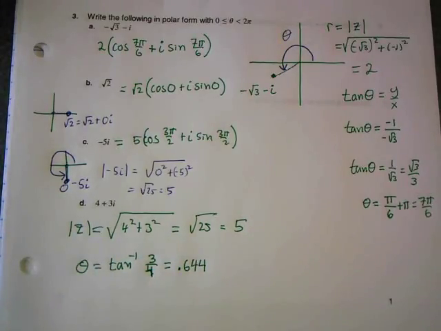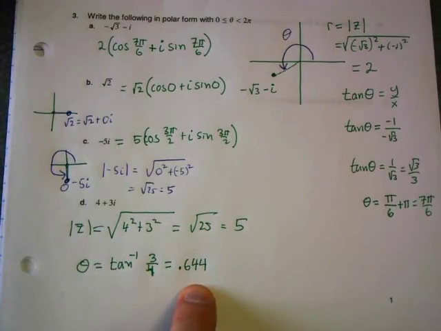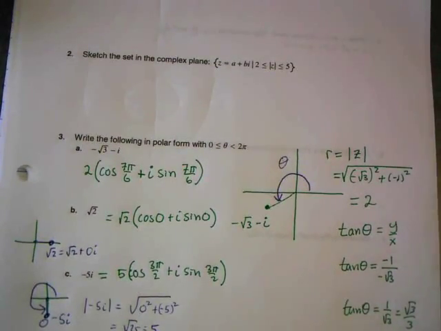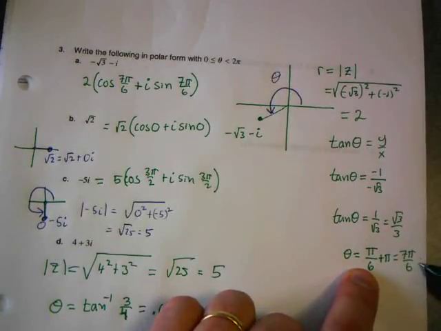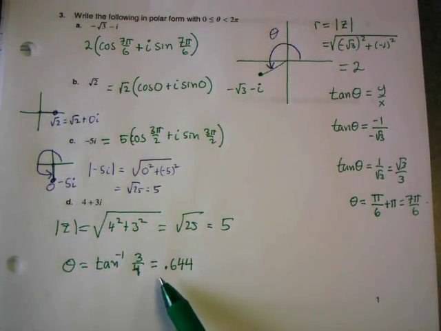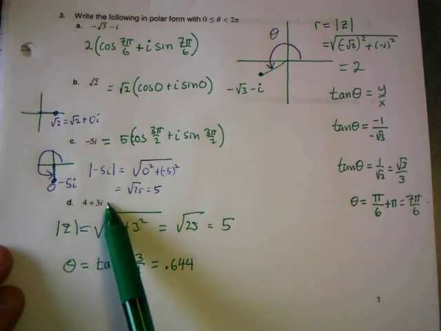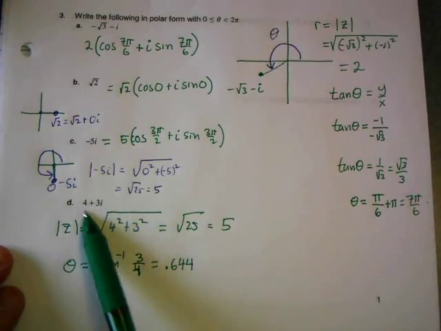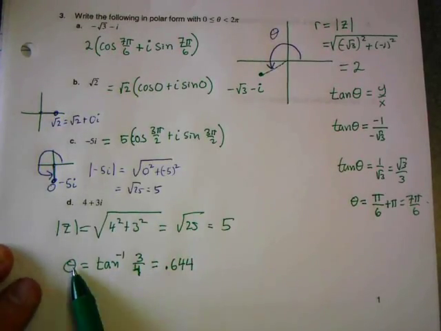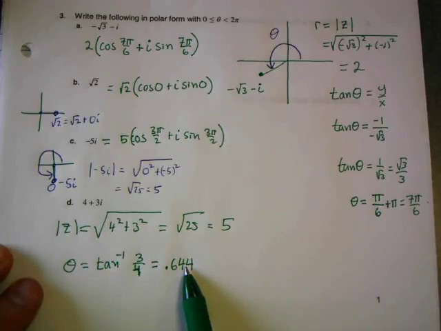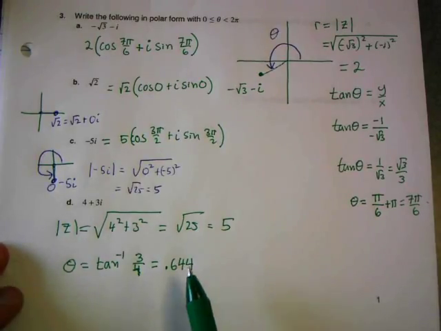Now be careful, is this in the right quadrant? Like remember back up here, originally we got pi over 6, but then we said that's not possibly the right answer. Is 0.644 in the right quadrant? Yeah, because this original point, which quadrant is it in? It's in quadrant 1, and when I do tan inverse, I either get quadrant 1 or 4. So if this is a positive number, it's quadrant 1. So this is the right quadrant. If it wasn't the right quadrant, I might have to add a pi to it, but it's the right quadrant.